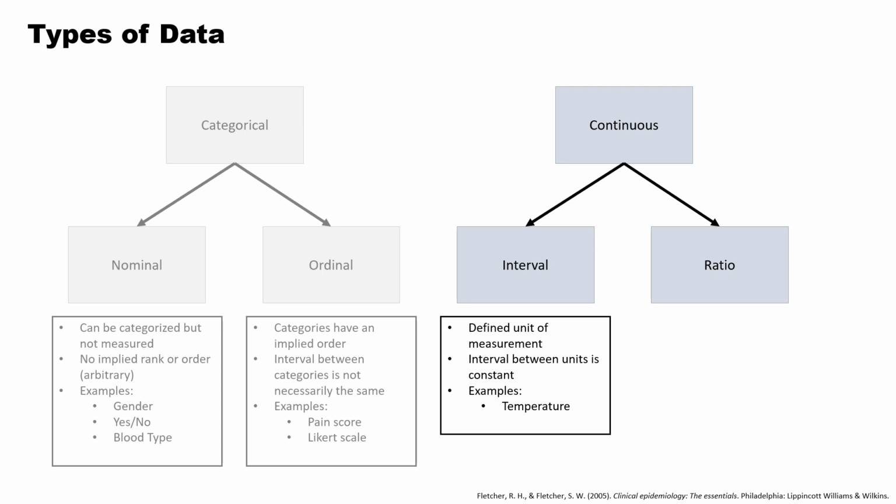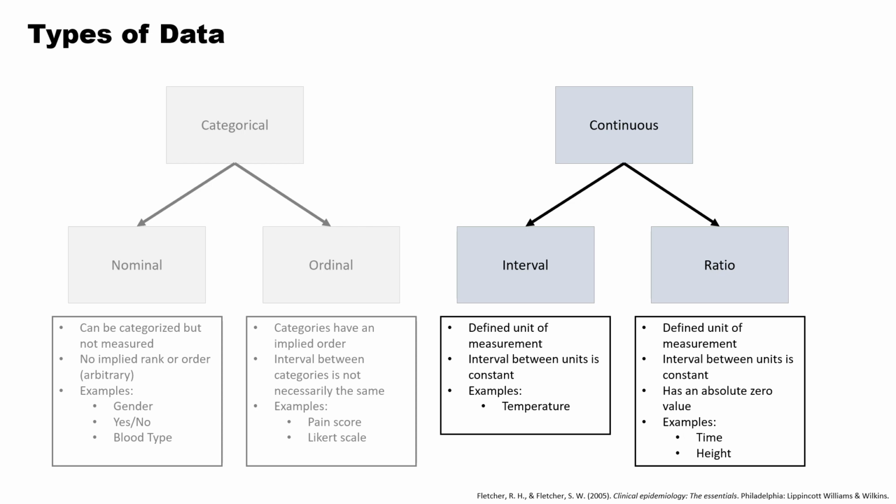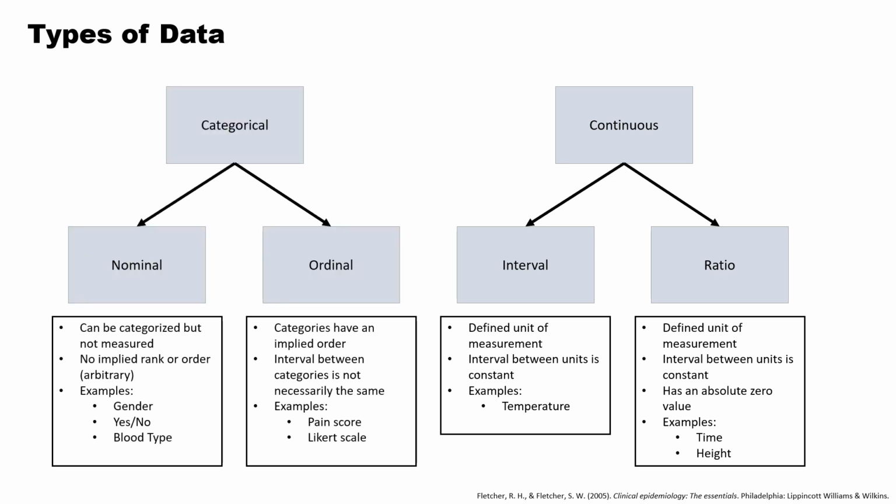Interval data have a defined unit of measurement, and the interval between units is constant. So an example of this is temperature. On the other hand, ratio data have a defined unit of measurement with an interval between units that's constant, but they have an additional important factor in that they have an absolute zero value. So consider temperature is interval because zero temperature doesn't mean that there's an absence of temperature. On the other hand, zero time in terms of 0 minutes is an actual absolute zero value, and so that gives us ratio data.